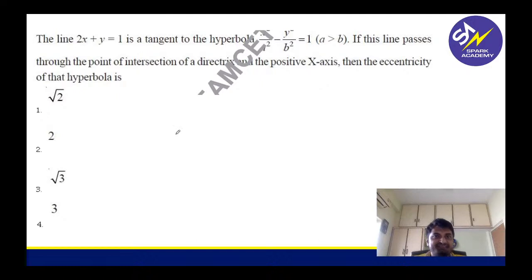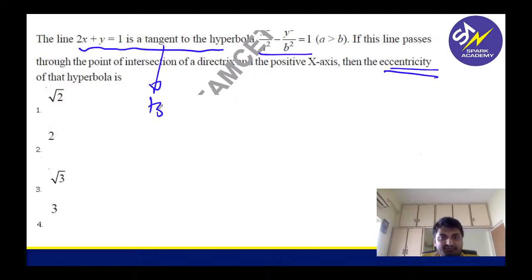Again, guys, look at this. Hyperbola given. They are again asking you eccentricity. Tangent to the hyperbola given. Again, a tangent question. Correct? So this I will solve by the other method.